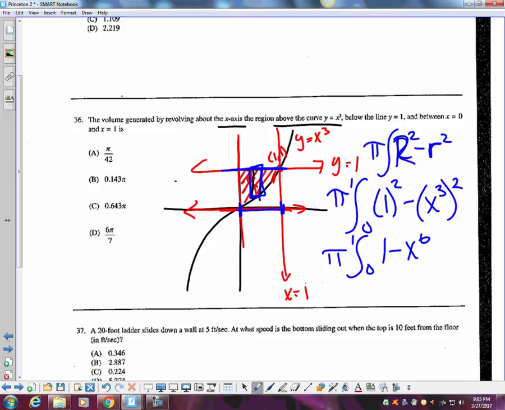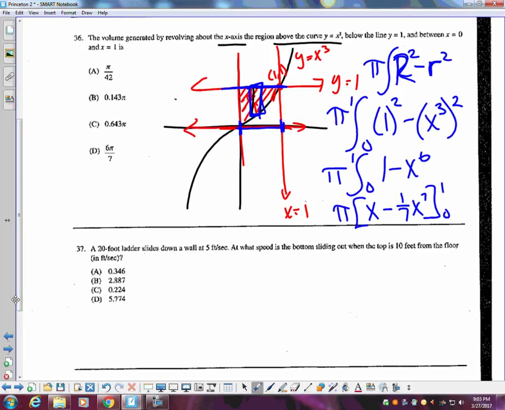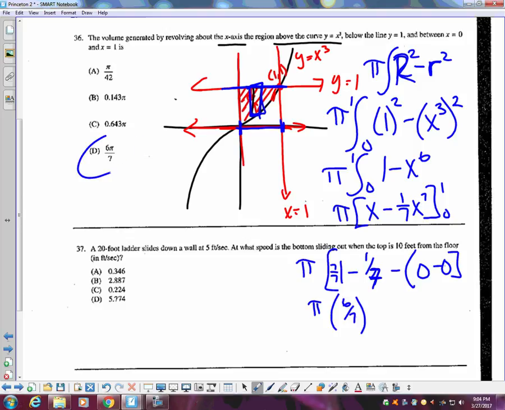And it wants answers. All right, so then I go pi, that'd be x minus 1/7 x to the 7th from 0 to 1. 1 minus 1/7, 1/7 minus 0 minus 0. So pi times 6/7. So 6/7 pi. Okay, so I hope this was enough review for you.